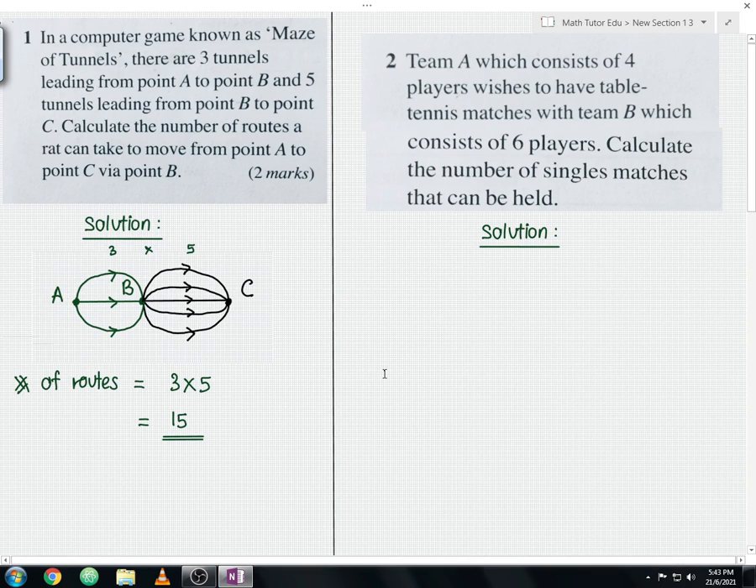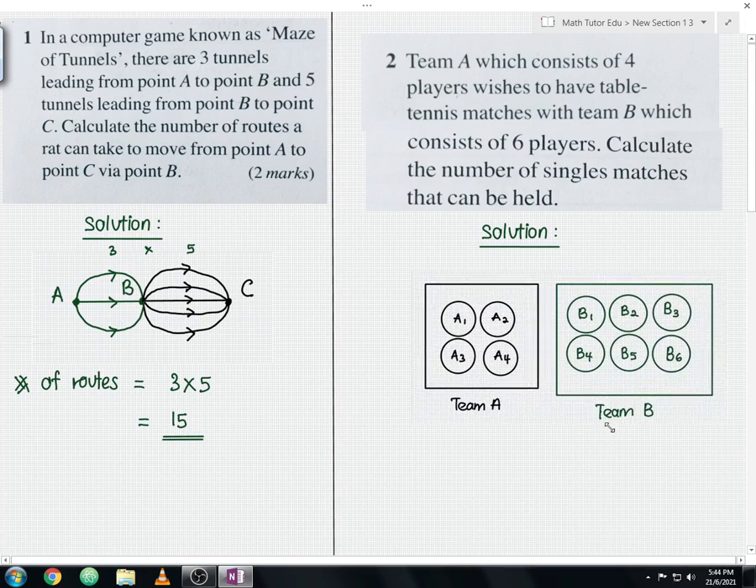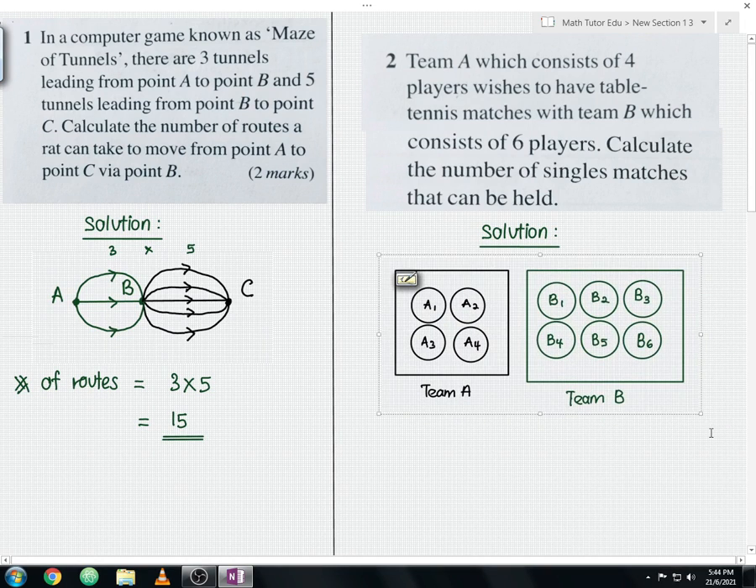Let us proceed with our discussion for question part 2. For question part 2, similarly, I've already drawn a diagram. Let me show you the diagram now. This is the diagram I've drawn for you. To differentiate team A and team B, it is a similar concept to question 1. Since team A consists of 4 players, I write in the diagram A1, A2, A3, A4. So this stands for team A.